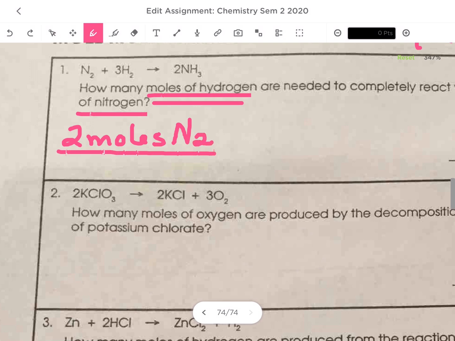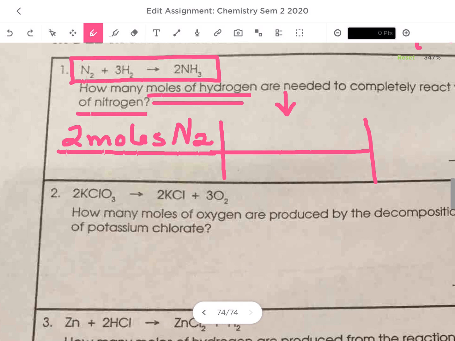And then it says convert to the thing I double underlined. Okay, so I'm going to use a mole ratio right here. I look at my balanced chemical equation. Now let's see.